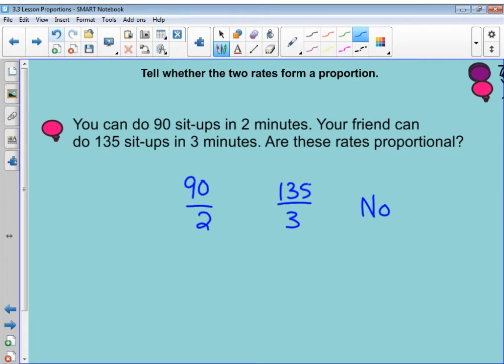Oh, whoops, sorry, I wrote that wrong. This should have been a yes. Because you ended up, if you reduced them down, you had 45 sit-ups per minute. In both situations, cross products, you end up with 270 for each one. Okay, that's pretty much it for this. The key thing on proportions is to make sure that if you're working out of story problems, you're matching labels and you're setting up both scenarios in the same order. Otherwise, remember, you can check to see if they're proportional by changing them into decimals, changing them into equivalent fractions, or checking your cross products.